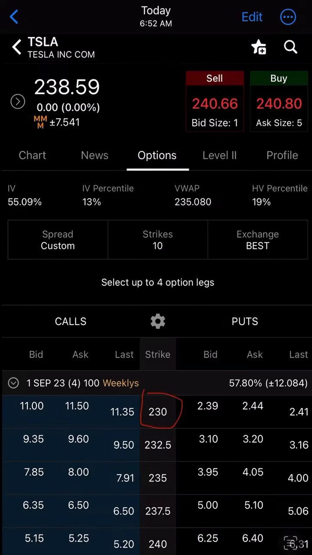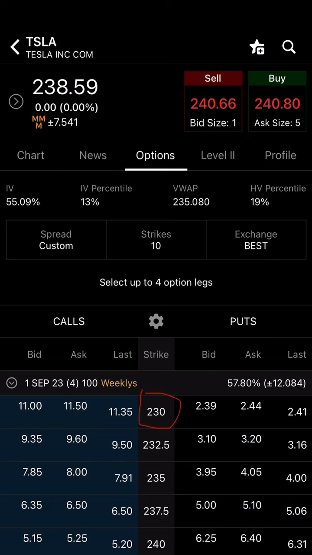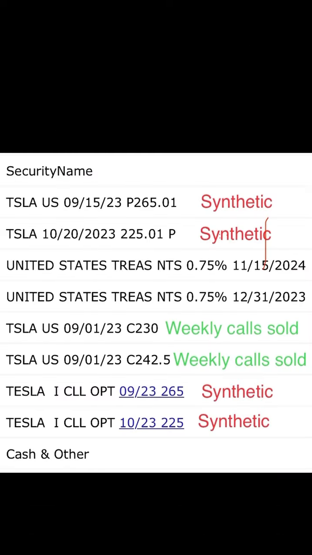So I just wanted to show you real quick. This is an options chain on the TD Ameritrade Thinkorswim platform. And if you look, the 230 is very expensive right now. So if you sold a call at 230, you'd get a hefty premium, $11.35 per share. Similarly, that's how much it would cost to close it out. But they're not going to do that. They're going to roll it.